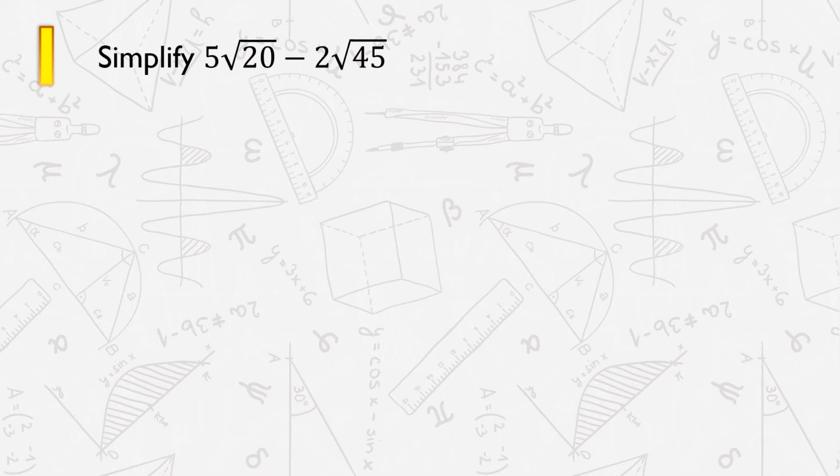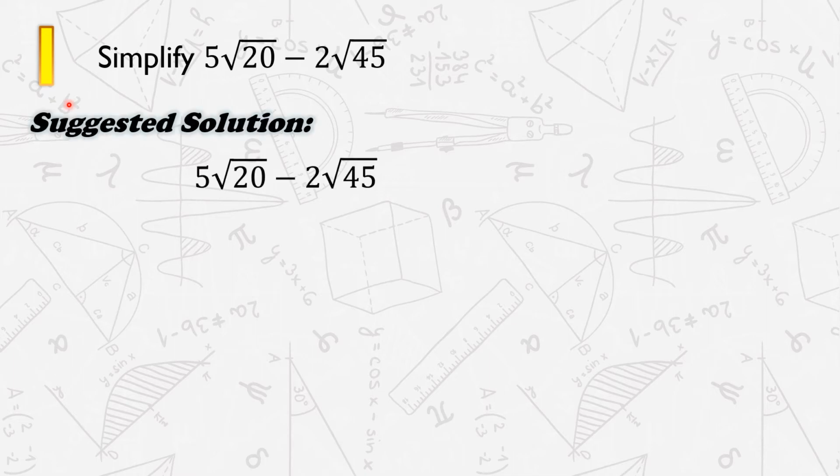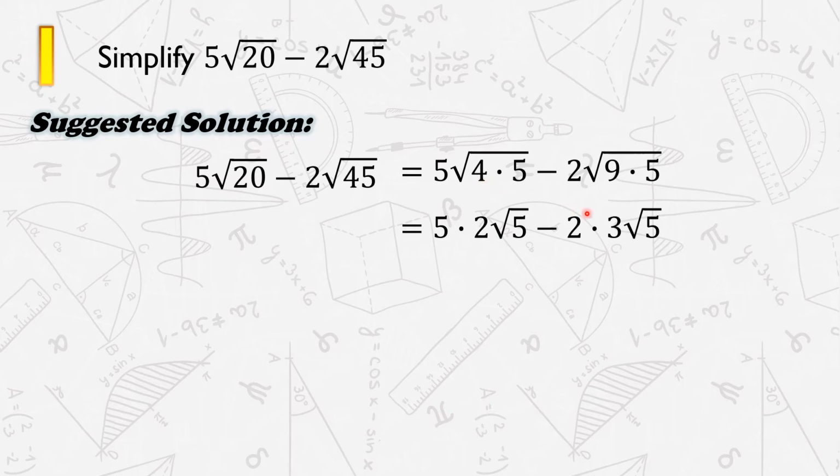Number 1, simplify 5 square root of 20 minus 2 square root of 45. Here is our suggested solution. We can rewrite square root of 20 as square root of 4 times 5 and square root of 45 as square root of 9 times 5. That is rewriting the radicand into factors where one is a perfect square. Square root of 4 is equal to 2 and square root of 9 is equal to 3.